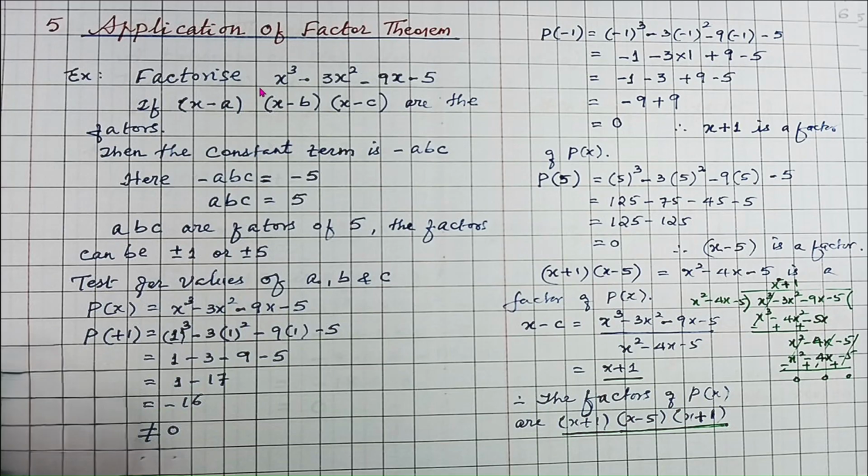Now here we are asked to factorize x cube minus 3x squared minus 9x minus 5. It is not easy because it is a cube term. We can apply other methods, but we have to first apply the factor theorem. So let us see how to do that.